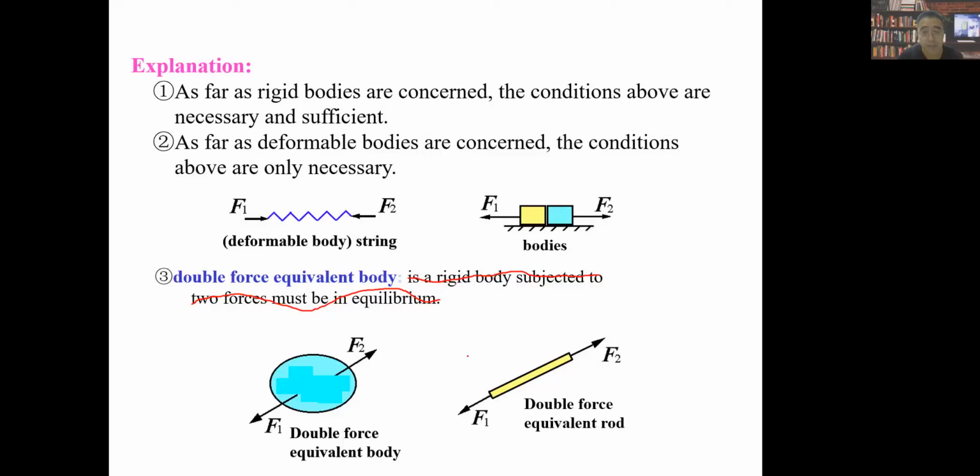This is very important because later when we do force analysis of a complex force system, if we can note that some of the bodies in the system are double force equilibrium rods, we will first know the direction. Although we don't know the absolute magnitude of F1 and F2, we know they will have equal magnitude, right? That is a very important thing we should know. So let's continue.